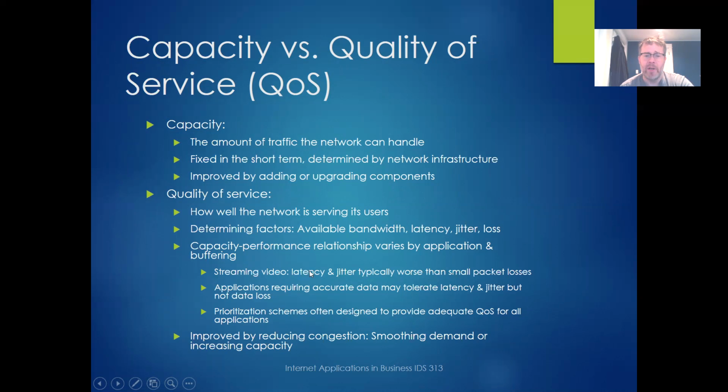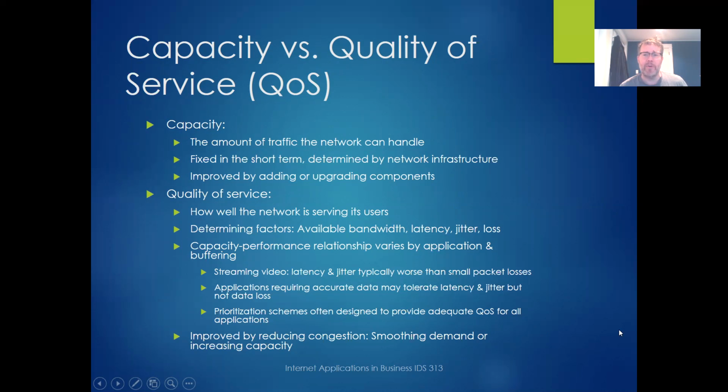Anyway, so the relationship between capacity and performance varies by application and the use of buffering. So for example, with streaming video, latency and jitter are typically going to be worse than small packet losses. If it's live streaming, then with a packet loss here and there, you might lose an image frame or a partial image frame, but the stream is going to keep on rolling and you'll barely notice it. But for other applications requiring accurate data, latency and jitter aren't so much a problem as long as the data eventually gets there.